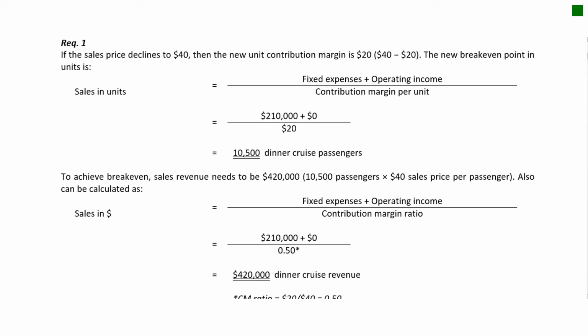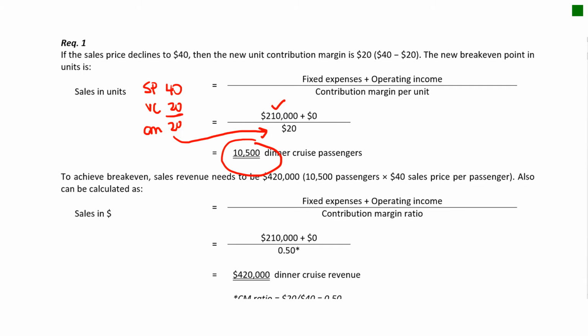So again, here is part 1. Like I showed you before, the fixed costs were still at 210. And again, if the sales price was 40 and now your variable costs are 20, that would give you a new contribution margin per unit of 20. So again, that's your denominator. The answer would be 10,500.